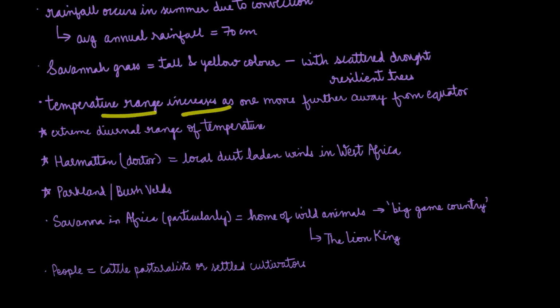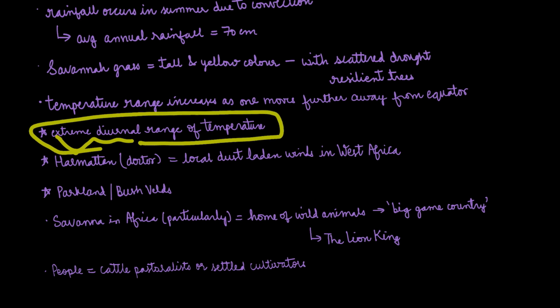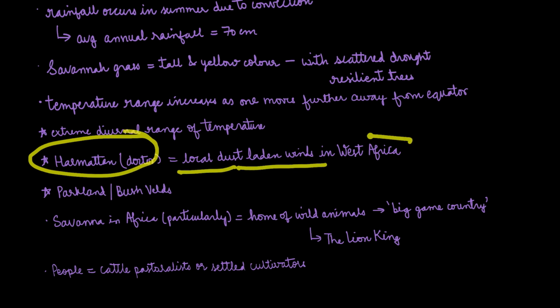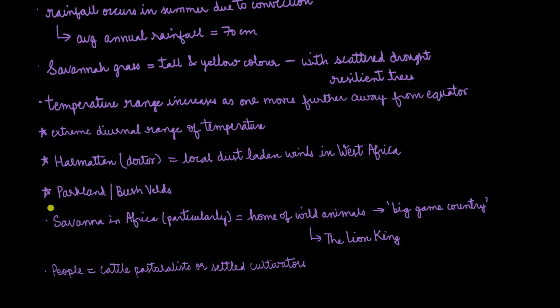Temperature range increases as one moves away from the equator. This is the reason basically that the temperature range increases as one moves away from the equator. There is an extreme diurnal range of temperature. Harmattan are the local dust-laden winds in West Africa. Parkland or bush veld is one of the features.